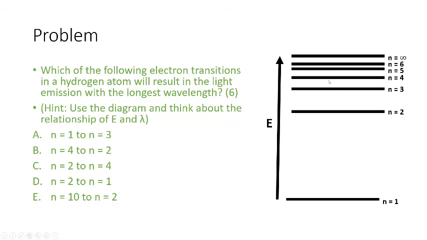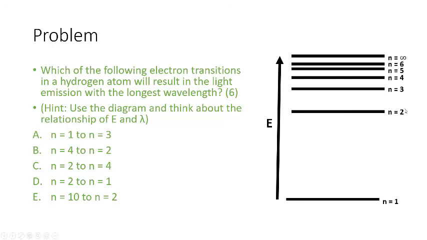If we're going from 4 down to 2, that's going to be an emission of a moderate amount of energy, so that'll be a Balmer series, a visible amount of light because it's returning to 2. If we're going from 2 to 4, that's excitation, so that's not what we're talking about. If we go from 2 to 1, that's a much larger amount of energy than the 4 to 2, and so that's going to be a UV transition. And then if we're going from a highest level down to 2, that's going to be another visible transition because we're returning back down to 2.